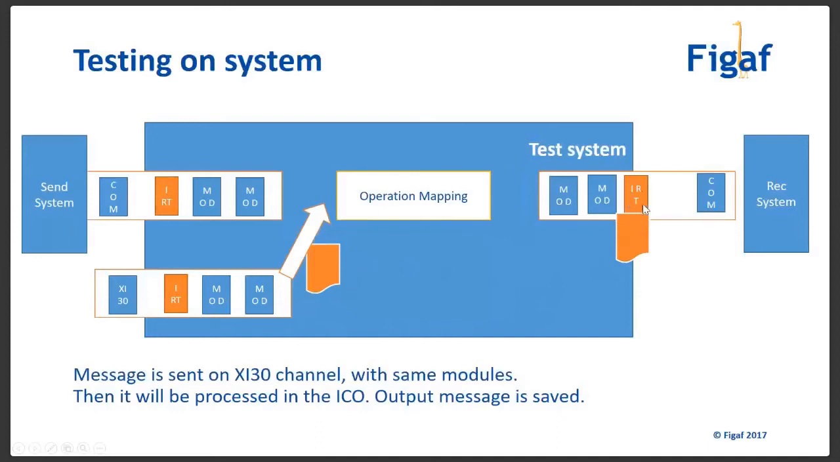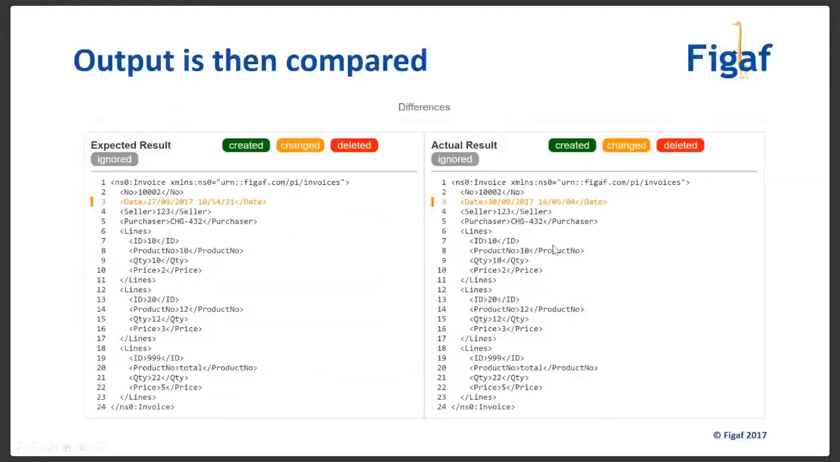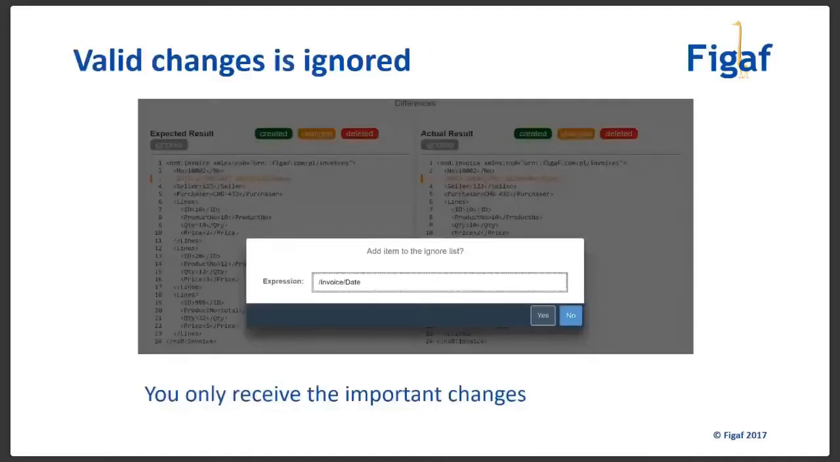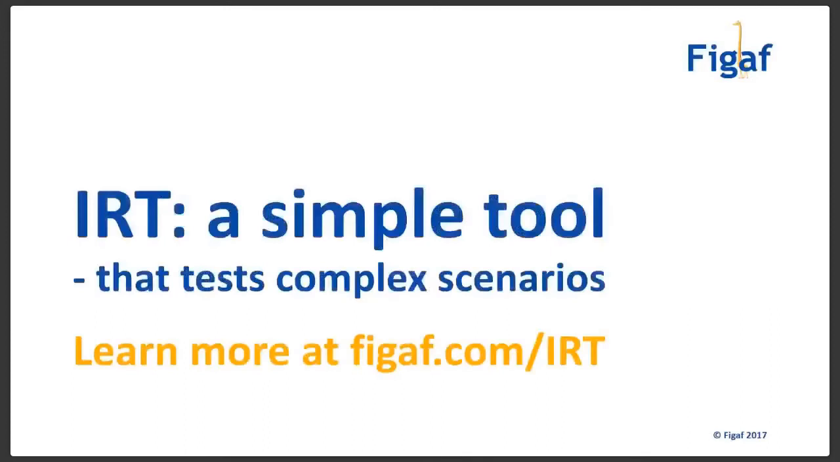Once it reaches the receiver system, we have also added a module. This module will save the message, and then we can do a comparison of what we expected and what the actual result was. And we can see there are some differences quite easily here. And if we know the state is okay, we can go in, just double click that line. We'll get an XPath, and then we can just say ignore all elements of this. So in the future, we'll not see anything like this. So that's it. It's a simple tool to test complex scenarios.